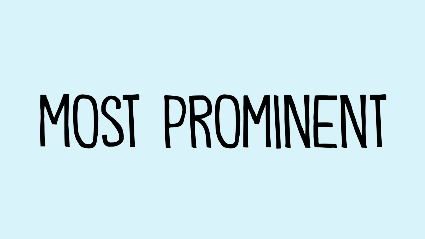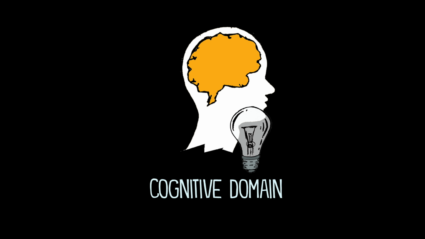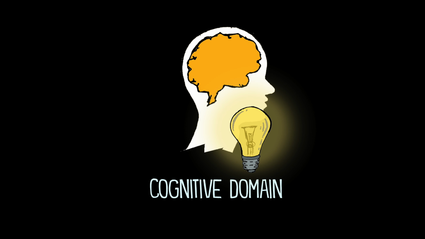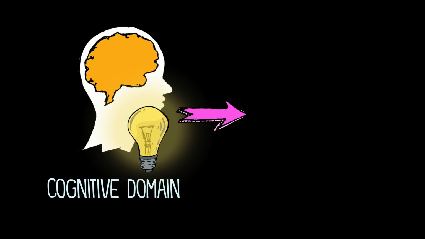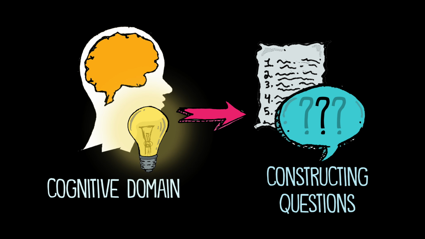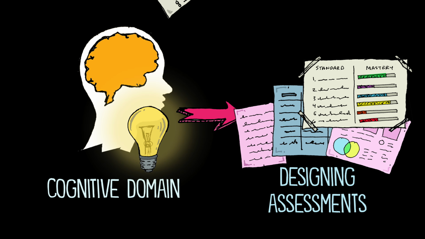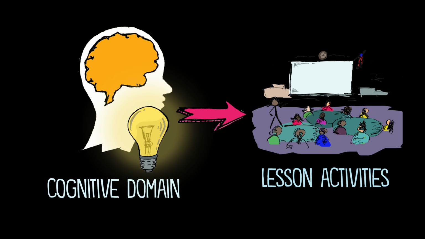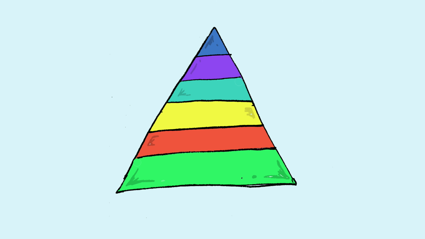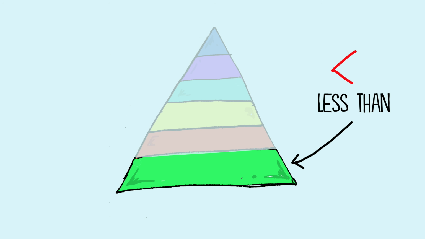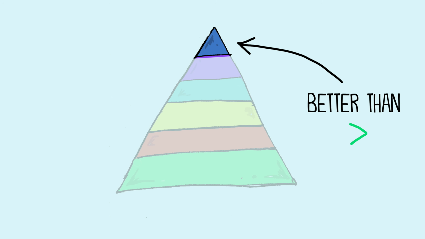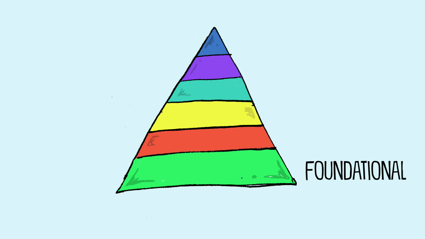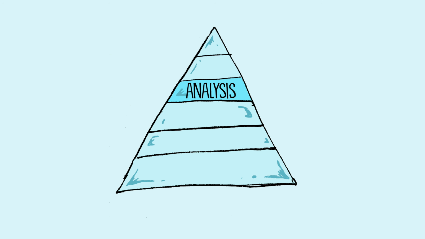The most prominent of these domains was the cognitive domain, and it's still what many educators use when crafting objectives and learning targets, constructing questions, designing assessments, and coming up with their basic lesson plans. Bloom's taxonomy is often represented as a hierarchy, though it was never explicitly meant to treat lower levels as less than or higher levels as better than. Instead, the bottom levels are foundational and they build progressively up into those higher levels.